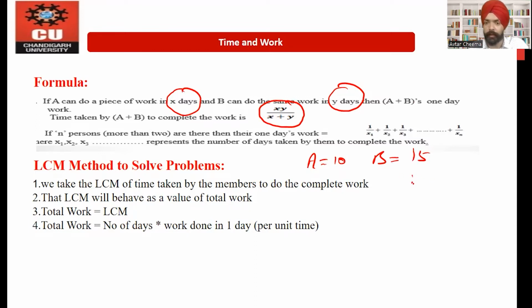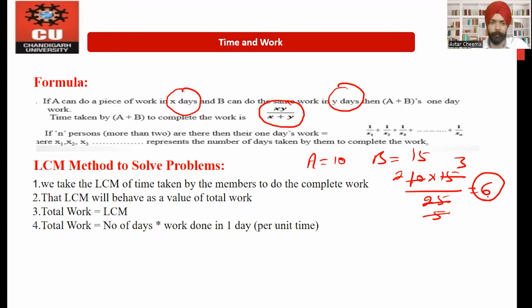So in this case, 10 multiplied by 15 divided by the sum. The sum will be 10 plus 15, which is 25. Now 10 cancels with 25. Here will be 5 and here will be 2. Then 50 cancels with 5, will be 10, and 3 remains. So can we say that 2 multiplied by 3 means 6 days. If both are working together, they need 6 days.